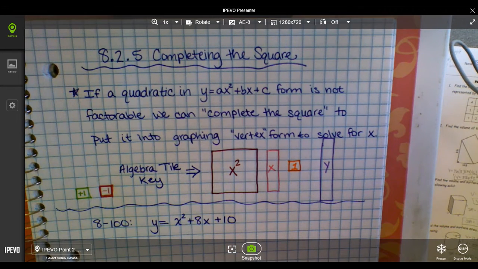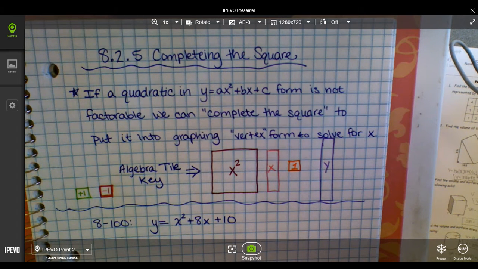Okay, so what we're doing for 825 is completing the square. So I'm just going to read to you what I have over here. If a quadratic is in standard form, y equals ax squared plus bx plus c, but is not factorable, we can complete the square to put it into graphing or vertex form to solve for x. And we can solve for x-intercepts, y-intercepts, your vertex, especially if it's in vertex form, all that good stuff.